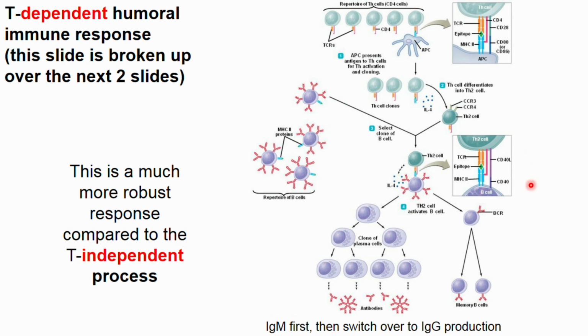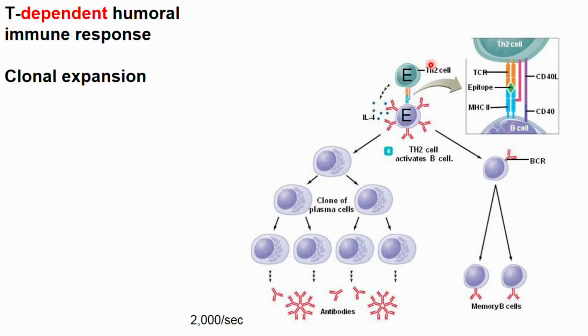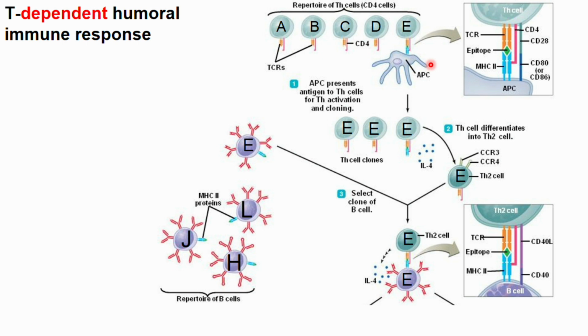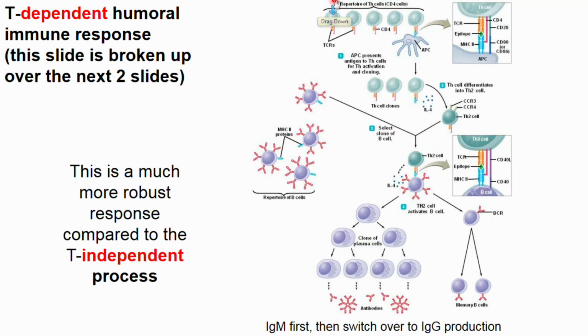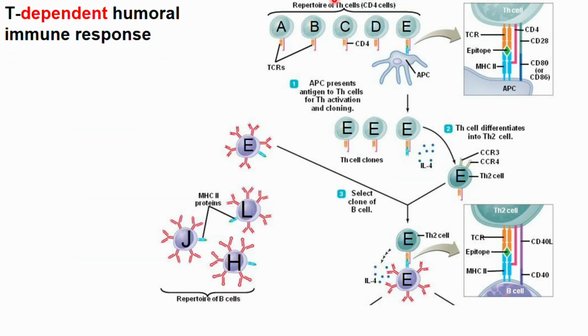This is the whole process on this one slide. I'm going to break it up into a couple of smaller slides, so it is reproduced on this next slide and the following slide. Let's see what happens. First of all, this is T-dependent, so we know that somewhere in here there must be some T cells. We're starting right off the bat with showing you how helper T cells are involved. I've labeled these A, B, C, D, E, just to show you that there are different T cells, and each one of these T cells has its own T cell receptor. Things are getting a little complicated. We've talked about B-cell receptors.